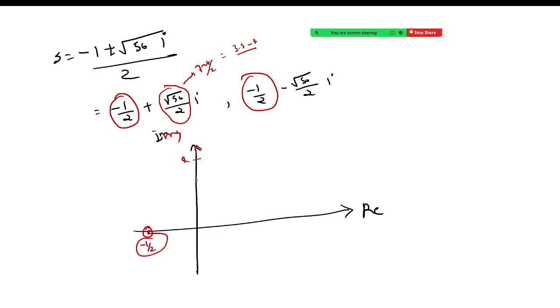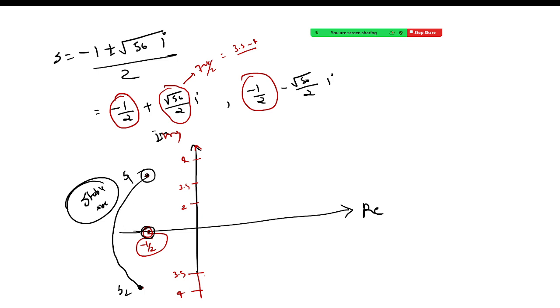Let's say this one is 3.5 and this one is 4. So it should be here, and again it should be here. So you can see over here, your one root S1 is here and the second root S2 is here. But the real part is negative here. That's why this particular system will be a stable system. Are you getting it? Since the real part of this root is negative, that's why the system will be stable, right?